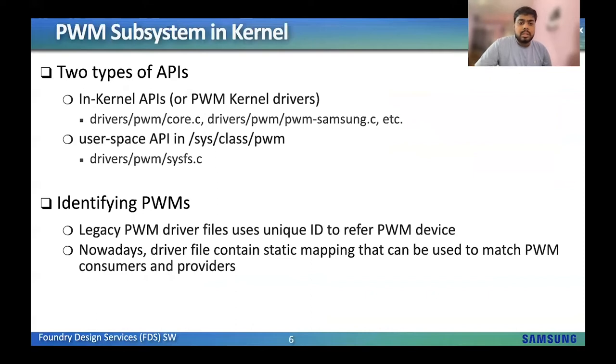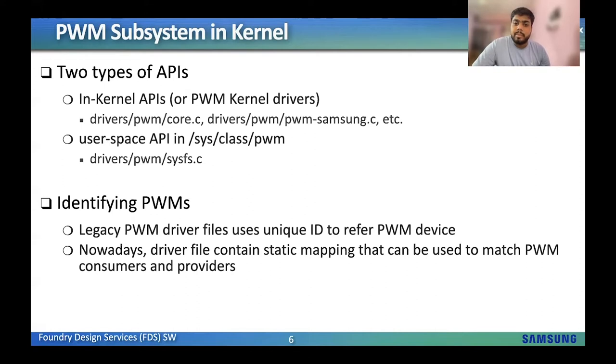Yeah, so this is the new topic. It's the PWM subsystem in the kernel. Here we will see how the PWM subsystem is implemented in the Linux kernel, the different types of APIs in the subsystem, and how to identify the PWM. That is, before doing device driver binding, how do we identify the PWM, which helps us do the device driver binding. So the first type of APIs is in-kernel APIs.